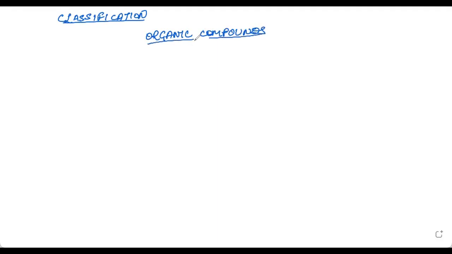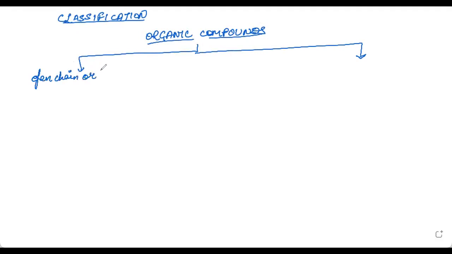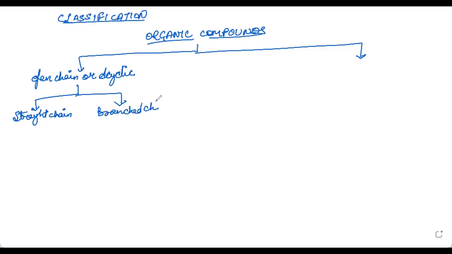These are of two types in a broad way. These are open chain organic compounds or acyclic organic compounds. Now further, if we divide these organic compounds, they can be classified into two more categories: straight chain organic compounds and branched chain organic compounds.